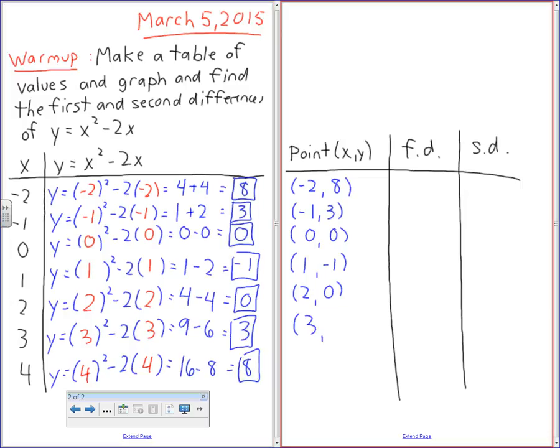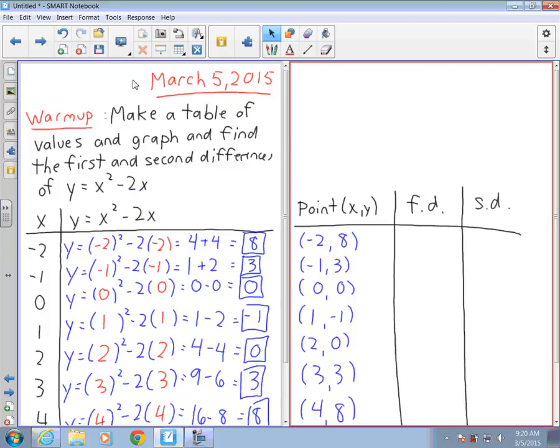Okay, I'm going to pause on the video. If you have not gotten this table down, get it down now. If you have not done your first and second differences, do it right now, please. Okay, first and second differences were supposed to be your homework last night. I'll make that big if you need the bottom row, okay?